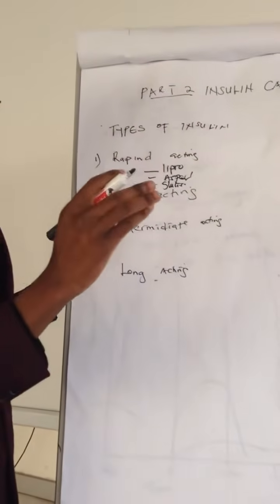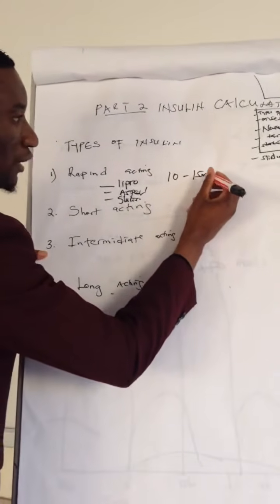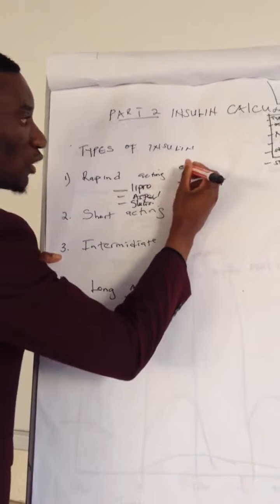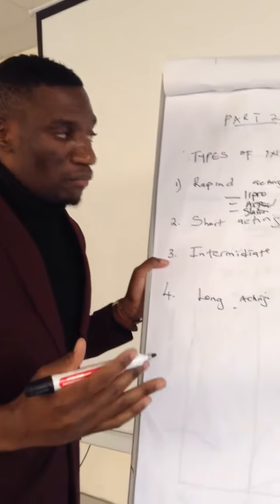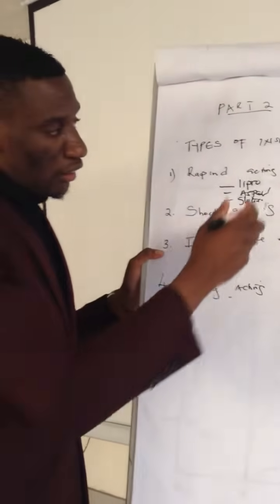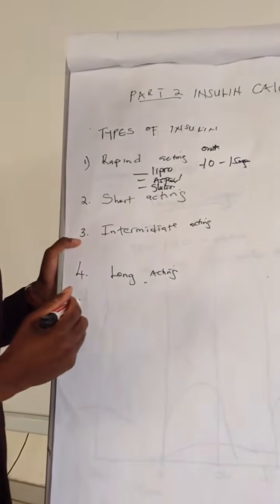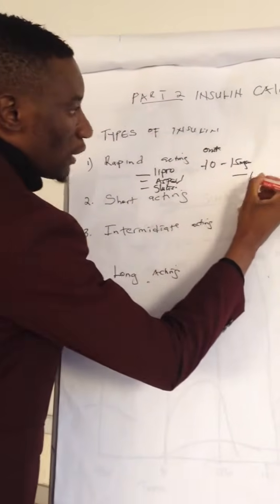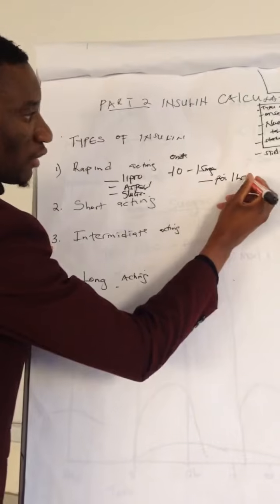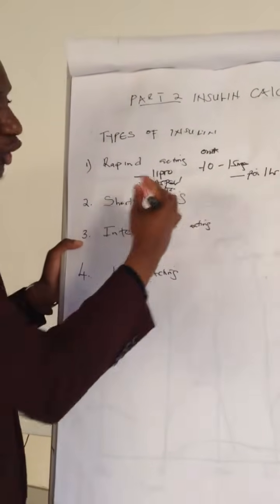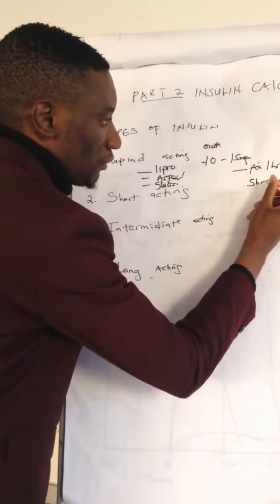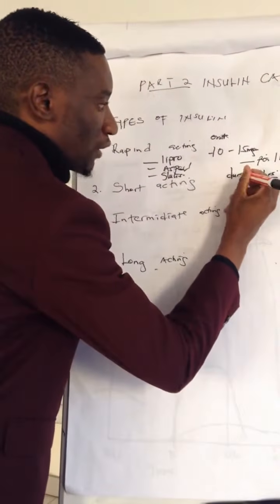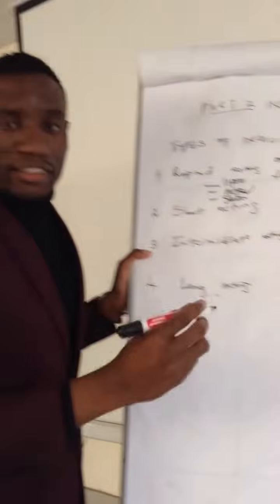This rapid acting insulin starts working about 10 to 15 minutes after injection. So the onset of action is simply between 10 to 15 minutes. When you get an injection, it starts working within this period of time. Then this insulin peaks at about 1 to 2 hours. This insulin can stay in the body for up to 5 hours. So this is called the duration of action of the rapid acting insulin.